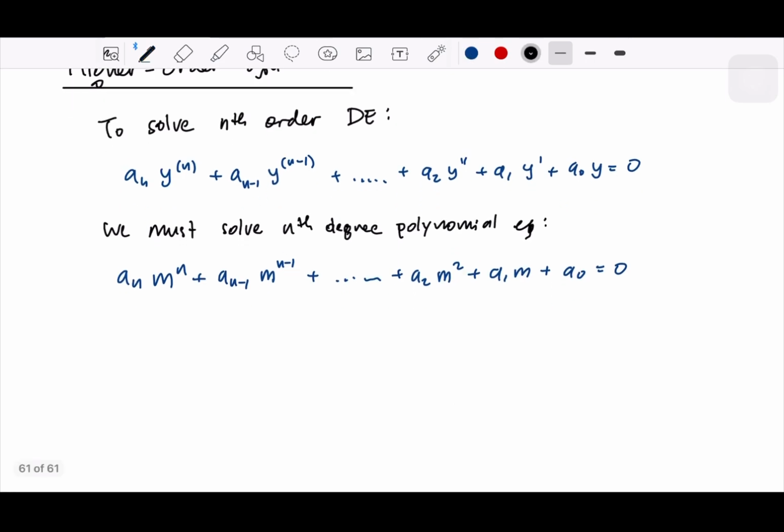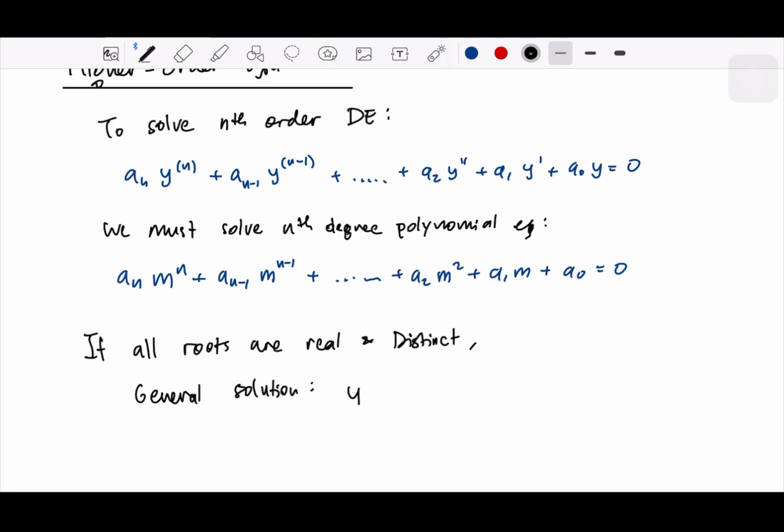Okay, so if all roots are real and distinct, then the general solution is y equals c1 e to the m1x plus c2 e to the m2x plus ... plus cn e to the mnx.